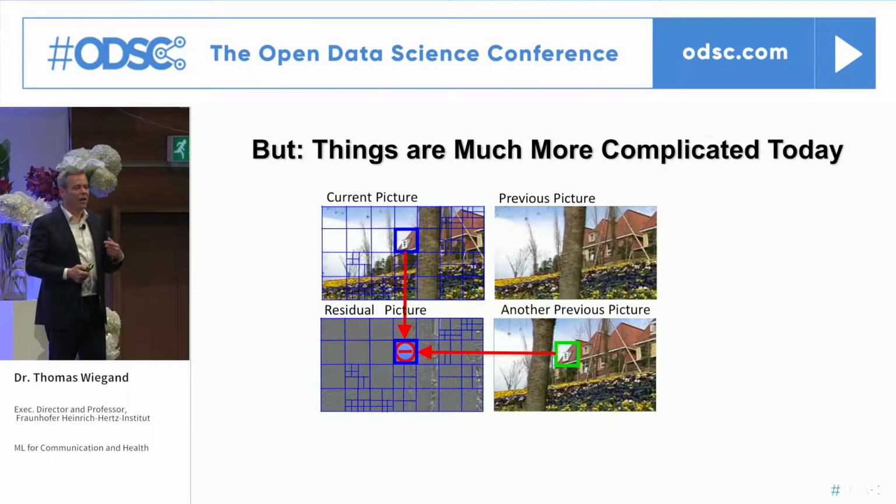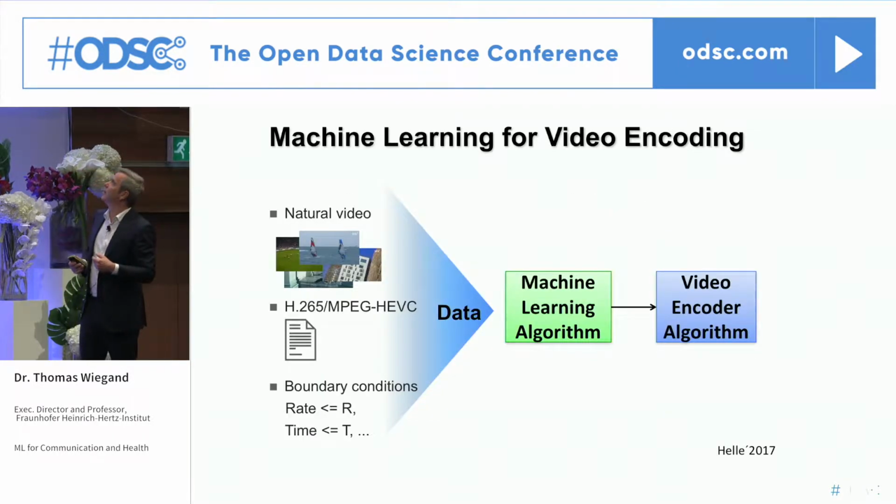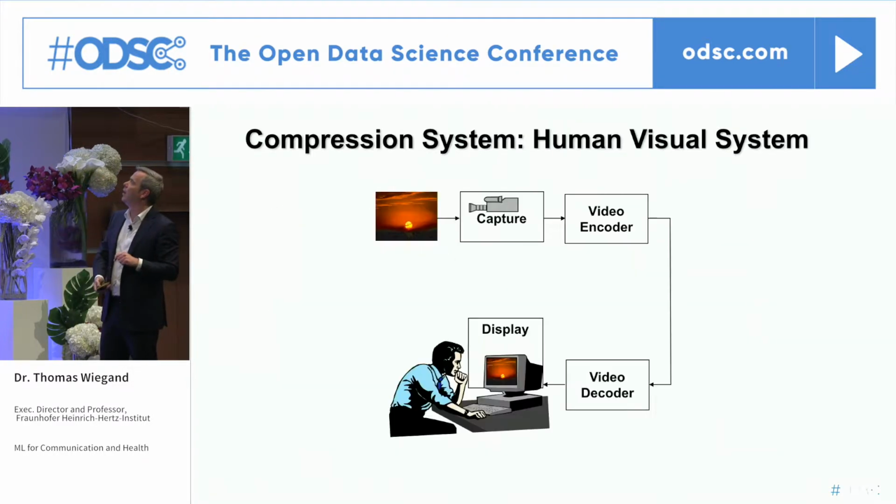So what we have done is we have used machine learning for it. We trained on natural video signals. We used the codec syntax, and we used the boundary conditions. And we trained a machine learning algorithm that itself produced a video encoding algorithm. And that actually was quite successful. I'll go on to the second part and then show you where it's used.